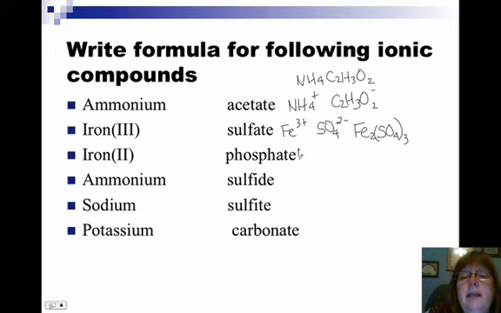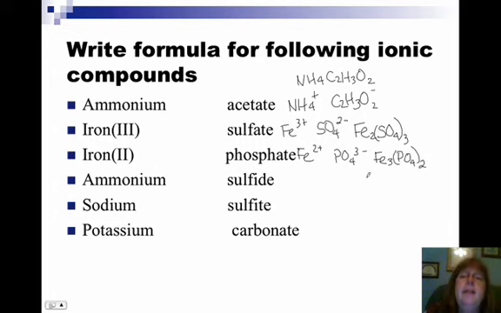Iron 2 phosphate, Fe2, PO4, 3 minus. Okay, we need 2 phosphates, and we need 3 irons. 3 irons is easy. Because we need more than one of a polyatomic, we have to keep the polyatomic ion together, keep it in parentheses, and then outside of the parentheses you put the 2. That means there are 2 phosphates.